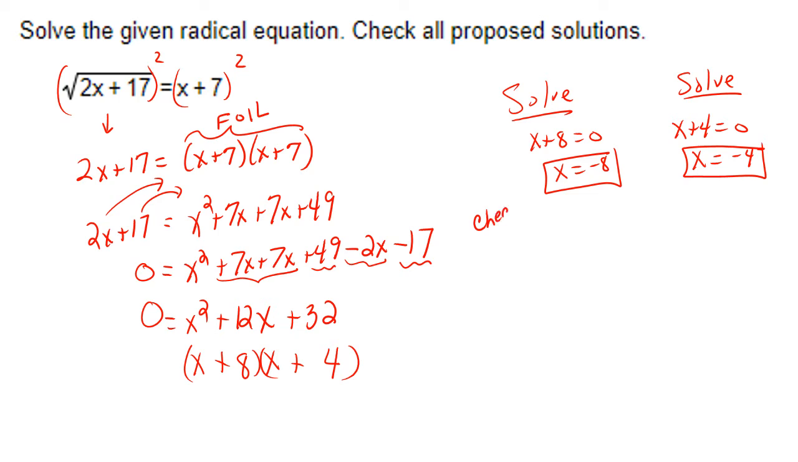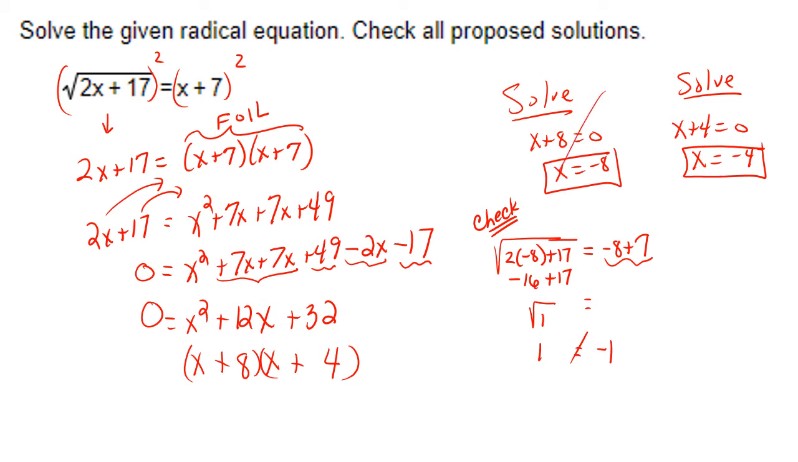When I go in to check the negative 8, I have square root of 2 times negative 8 plus 17. And that's equal to negative 8 plus 7. Well, this is negative 16 plus 17, so that's the square root of 1, which is 1. But negative 8 plus 7 is a negative 1. Do you see how these are not equal? If those are not equal, then negative 8 is extraneous. Do not include that answer.